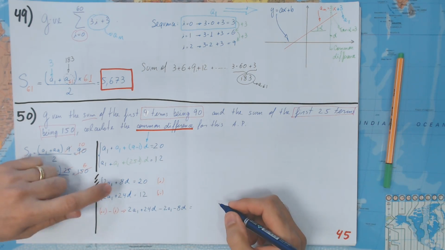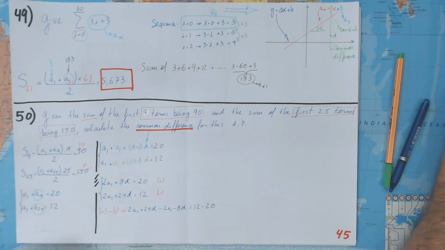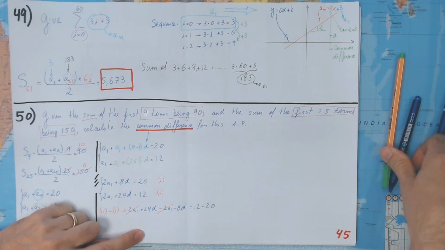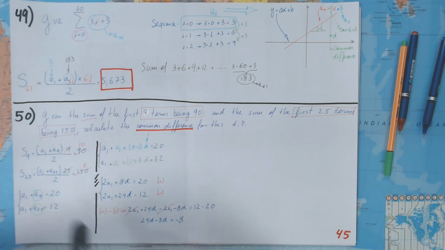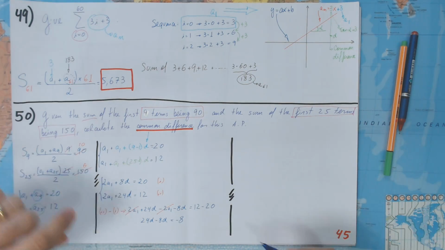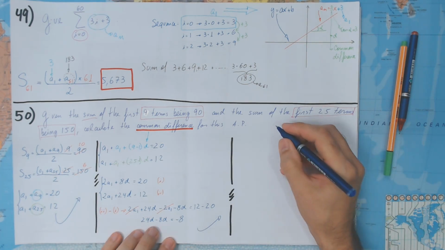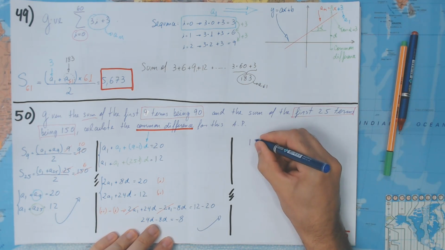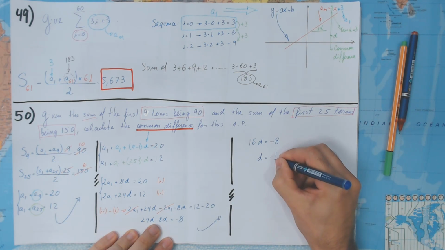And now let's go to the right. Again, it is 12 minus 20. And you say, look, I just got rid of this one, and we are just left with 24d minus 8d equals minus 8. What is this? Well, let's go up in here again. Now, 24d minus 8d is just 16d equals minus 8. Therefore, d, our common difference, is going to be minus half.